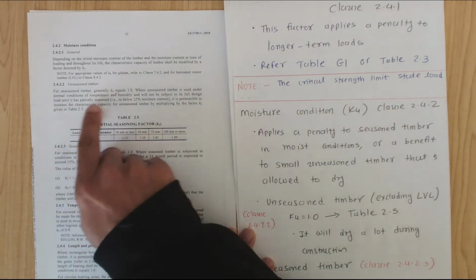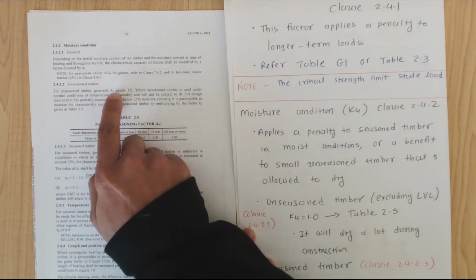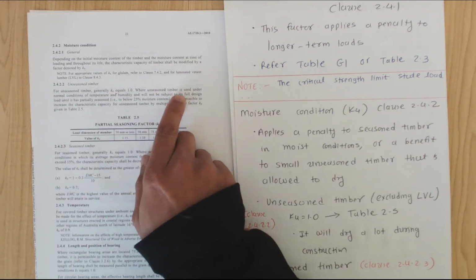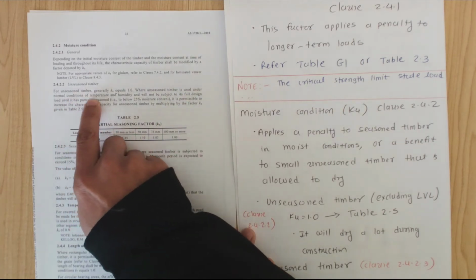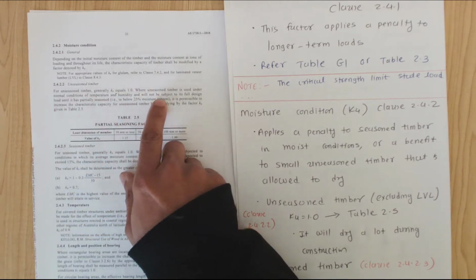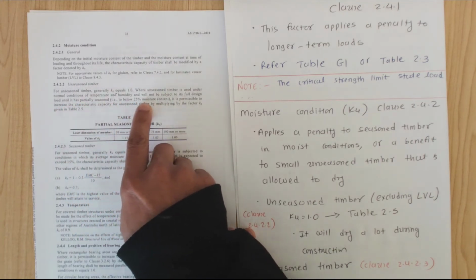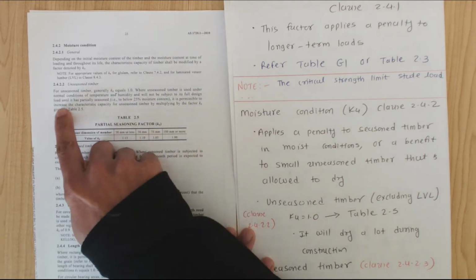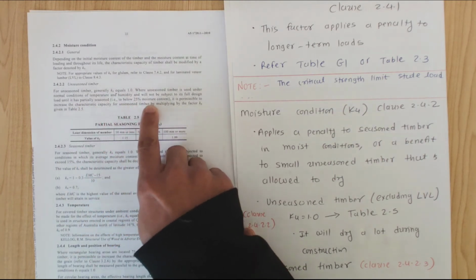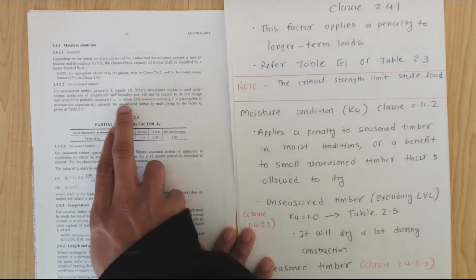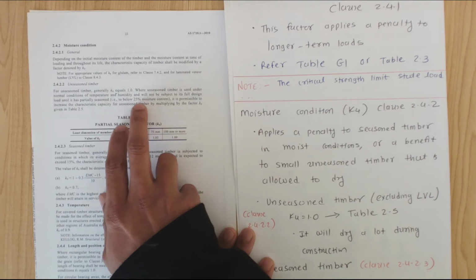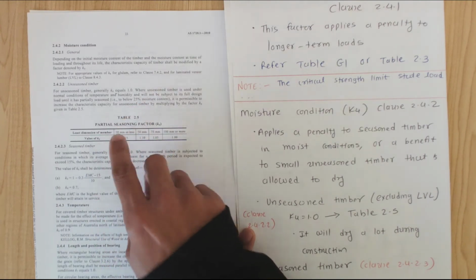The condition is this one here, that unseasoned timber is generally taken as K4 equal to 1, where unseasoned timber is used under the normal condition of temperature and humidity and will not be subject to its full design load until it has partially seasoned below 25% moisture content. It is permissible to increase the characteristic capacity of unseasoned timber by multiplying by these factors.